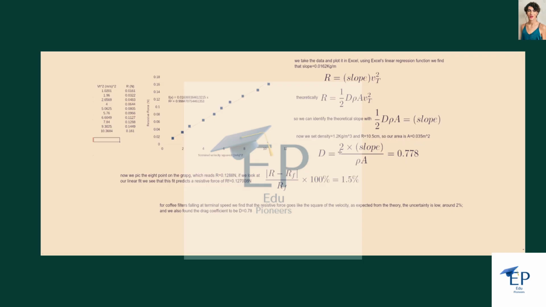If that's the radius, their area is going to be 0.035 meters squared. So we can plug those in and solve for the value of D. Solving for the value of D, we obtain 0.0778.